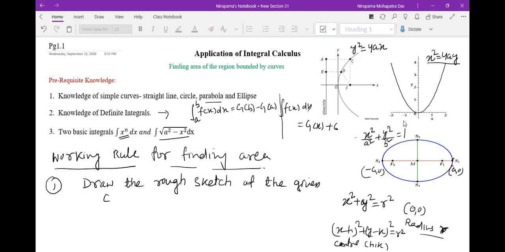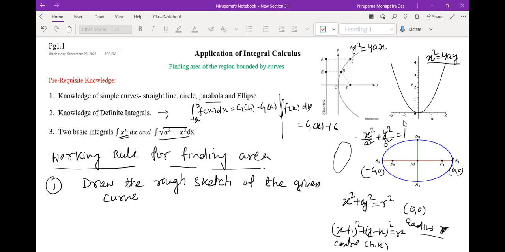To draw the rough sketch, we basically need knowledge of simple curves. For example, x square by 16 plus y square by 9 equal to 1, you can identify this is a horizontal ellipse. Similarly, x square by 9 plus y square by 25 equal to 1, you can identify this will be a vertical ellipse, and so on.